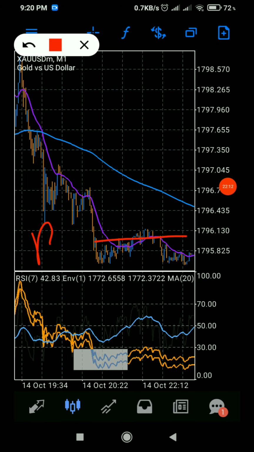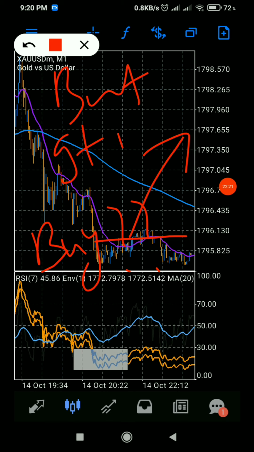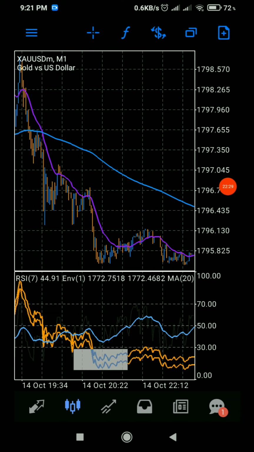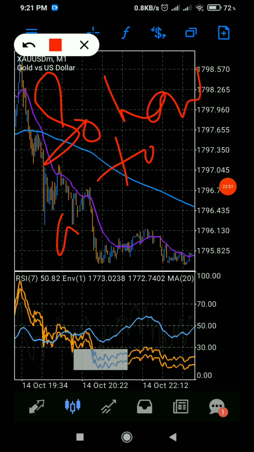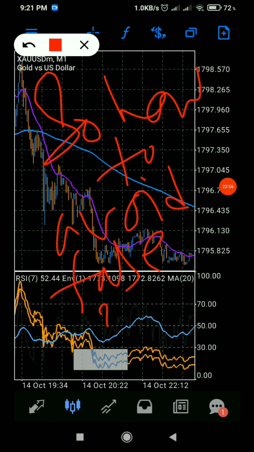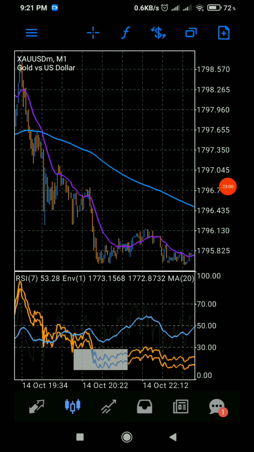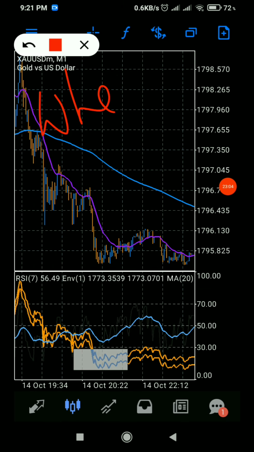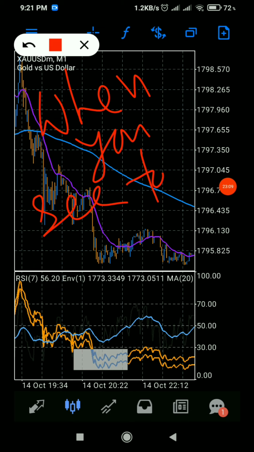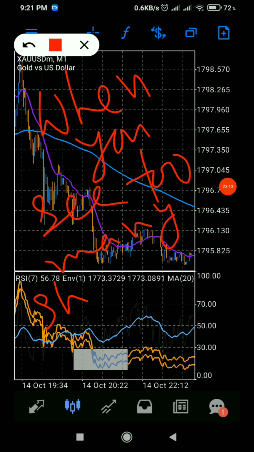And so, do you buy here? No, because this is a false signal. So how do you identify a false signal? Avoiding a false signal is a matter of tracing the orange structure.